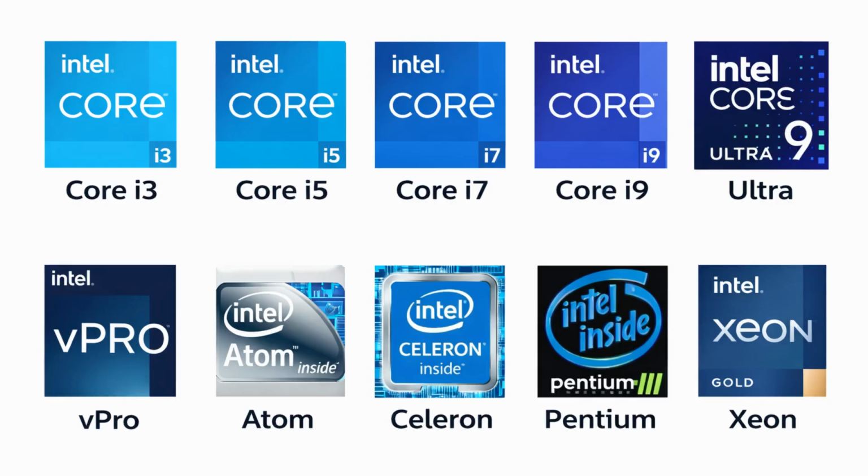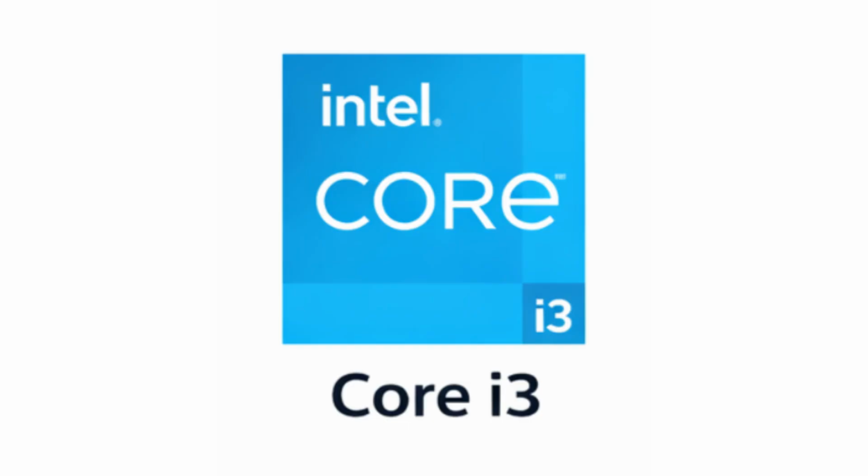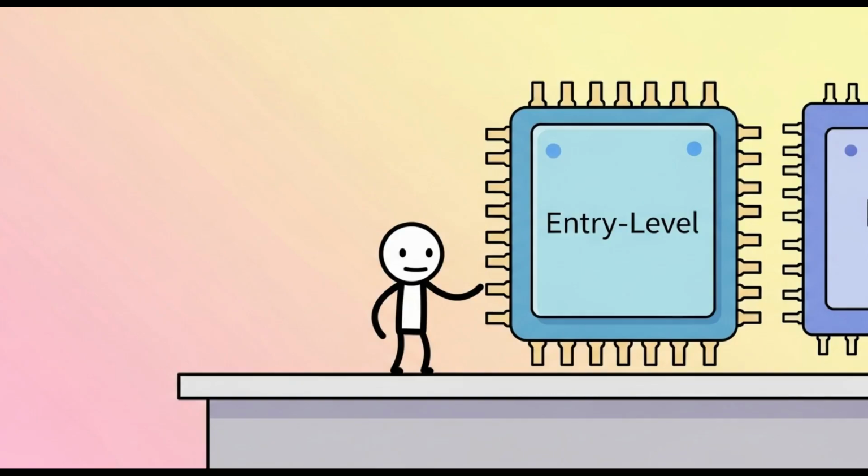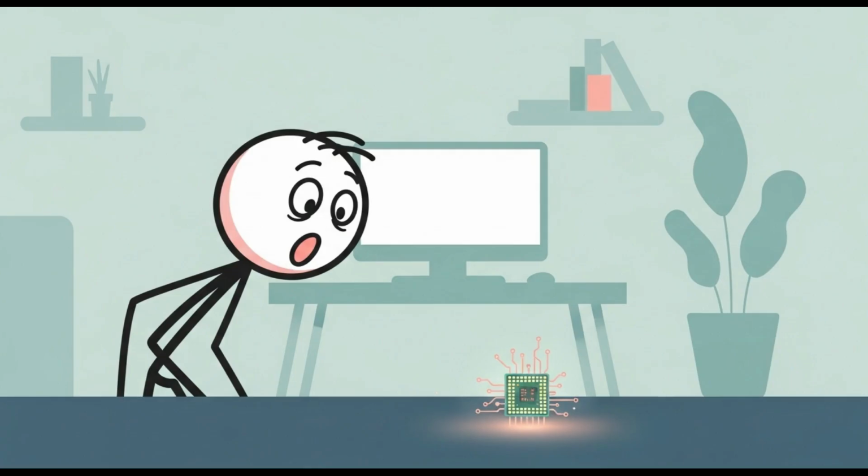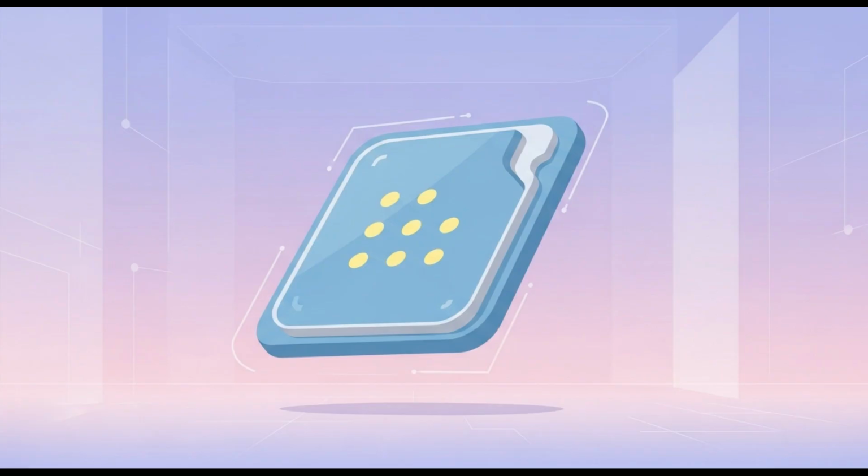Every Intel CPU explained in just a minute. Let's start from the entry level. Intel Core i3 is Intel's lowest-tier mainstream processor, but don't let that label fool you. Modern Core i3 CPUs are actually far more capable than people expect. Depending on the generation, they usually come with 4 to 6 cores, which is more than enough for everyday computing.